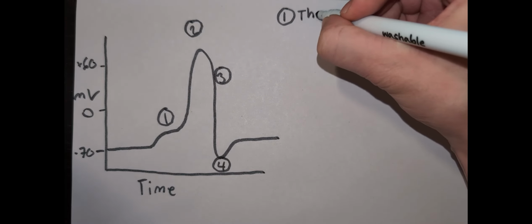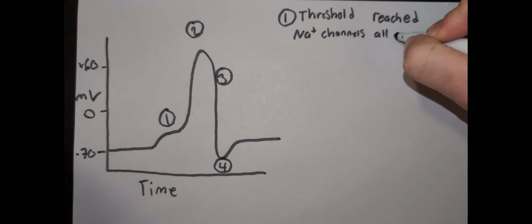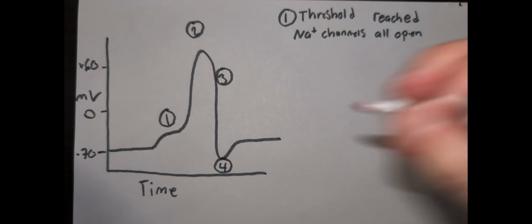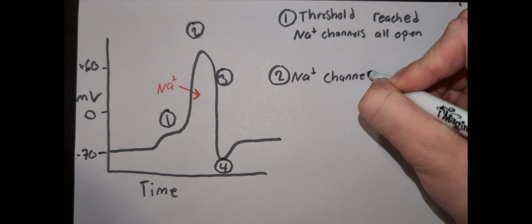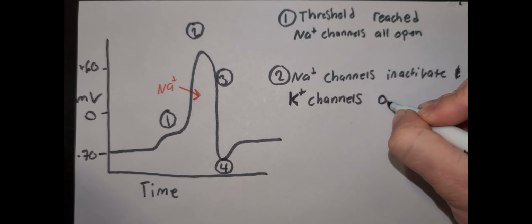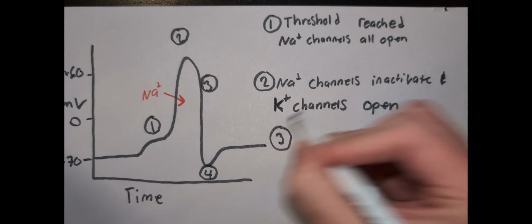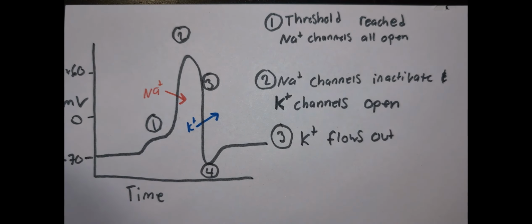So the first part is when the threshold is reached, those voltage gated sodium channels open, and then all that sodium flows into the cell. The second part is the peak, where those sodium channels are inactivated through that backdoor mechanism. Those potassium channels open, and then the falling phase, where the potassium flows out of the cell, repolarizing the membrane.